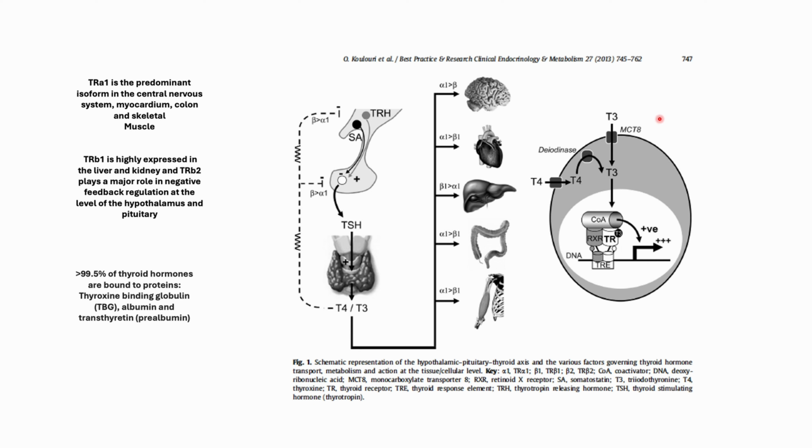To enter the cells, thyroid hormones require specific membrane proteins working as transporters, like monocarboxylate transporter 8. Once inside the cells, thyroid hormones bind to intranuclear receptors, which in turn bind to specific recognition sequences called the TRE or thyroid response elements, which are located in regulatory regions in the thyroid hormone target cells.